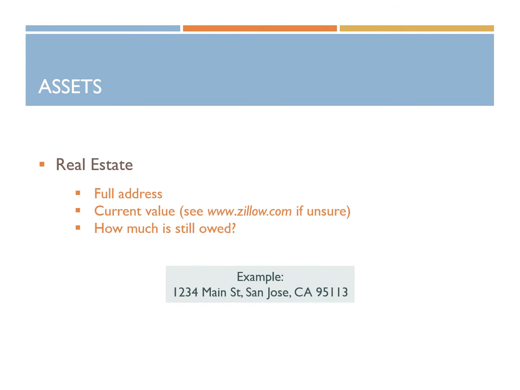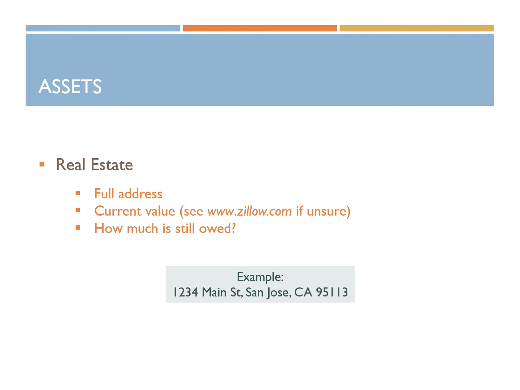Real estate. This means houses, land, or other real estate you or your spouse owns. For each property, you need to list the full address, and you also need to know the current value of your house. If you don't know the current value, you can talk with a realtor or go look on a website like Zillow.com. This will give you a rough idea of the value of the house.